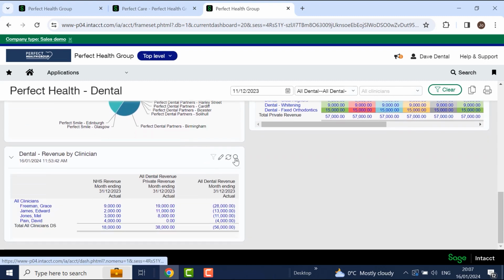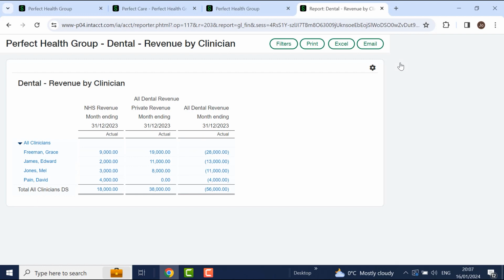And I can also see revenue by dentist or clinician. This is because we have very in-depth general ledger dimensional analysis, which allows us to sort and report our data in multiple ways. So we can see here that I've got my NHS revenue, my private revenue, and which of my dentists or clinicians have actually billed the most.